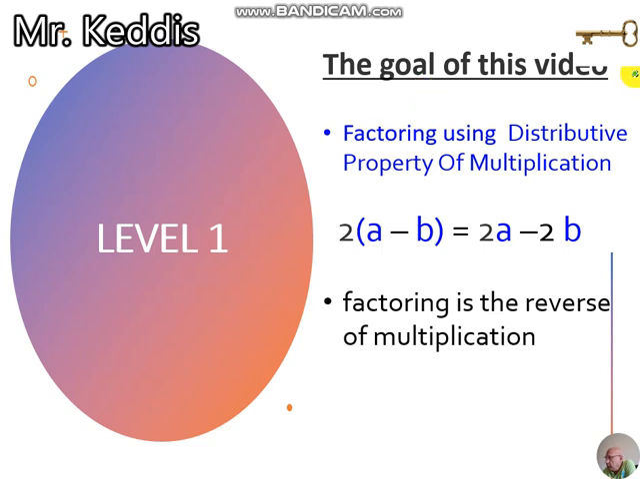The goal of this video is factoring using the distributive property of multiplication. When I multiply 2 times a, I get 2a, and when I multiply 2 times b, I get 2b. When we factor 2a minus 2b, the common factor is 2, which means 2 times the binomial a minus b.